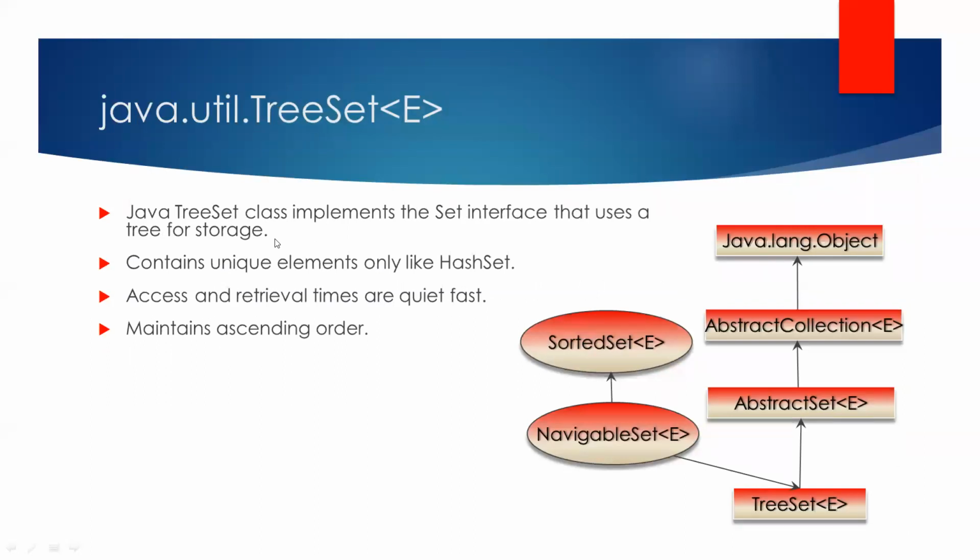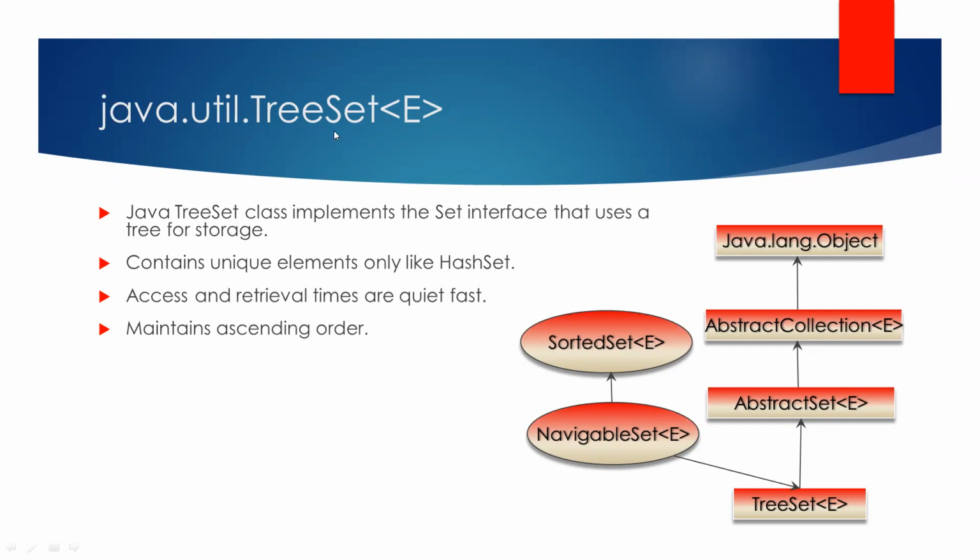Another one is called a tree set. Okay, so Java tree set class implements the set interface that uses a tree for storage, contains unique elements only like hash set. Access and retrieval time are quite fast. So with respect to the hash set, tree set is fast. It maintains the values being added in ascending order.